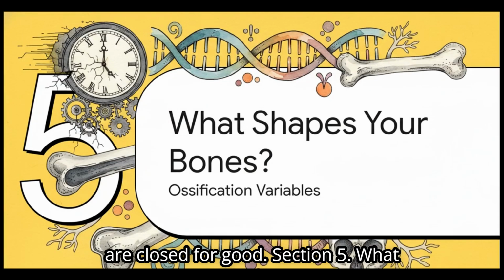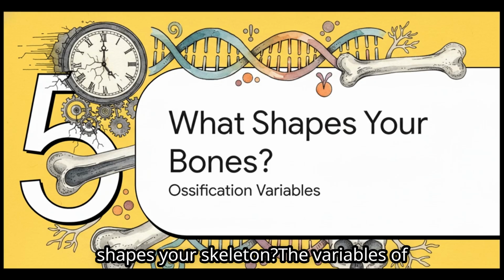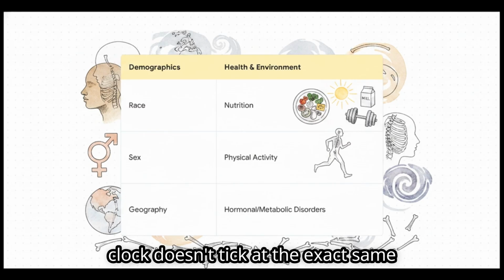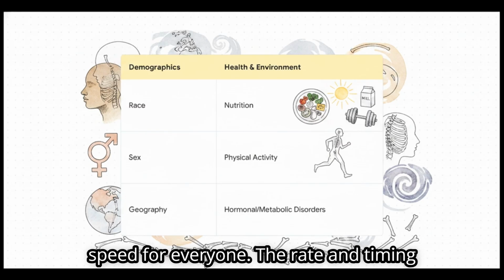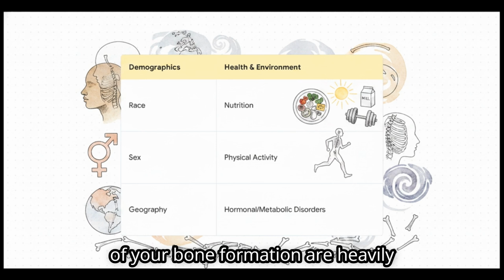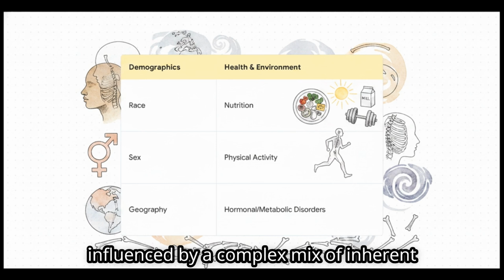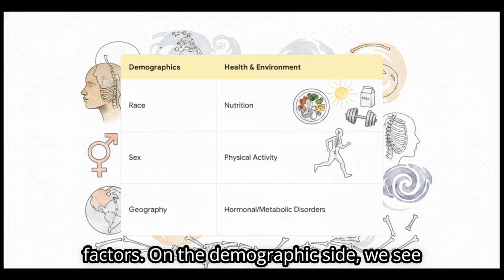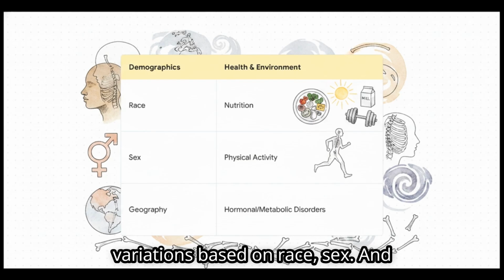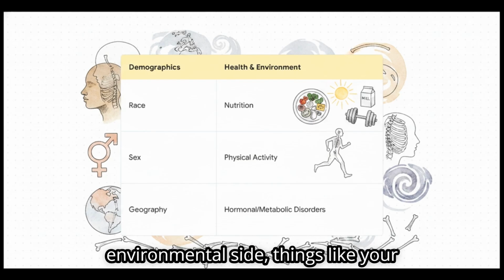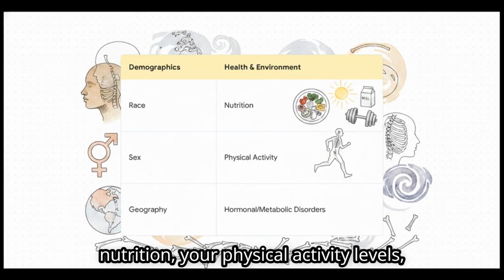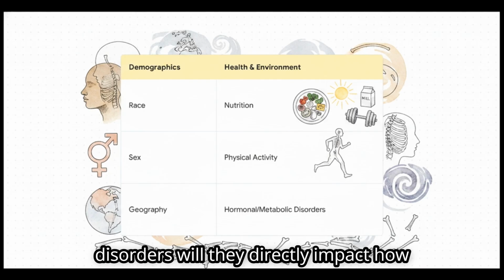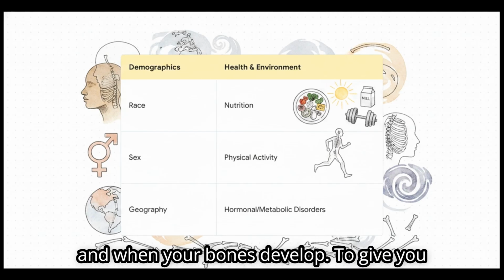Section 5. What shapes your skeleton? The variables of ossification. Now, while that sequence of ossification is incredibly reliable, the clock doesn't tick at the exact same speed for everyone. The rate and timing of your bone formation are heavily influenced by a complex mix of inherent demographics and external environmental factors. On the demographic side, we see variations based on race, sex, and geographical distribution. But on the environmental side, things like your nutrition, your physical activity levels, your specific food habits, and any presence of hormonal or metabolic disorders, they directly impact how and when your bones develop.